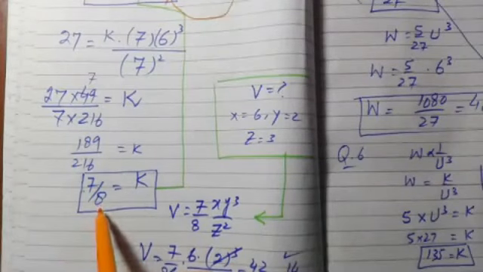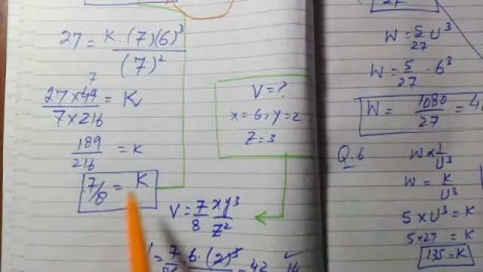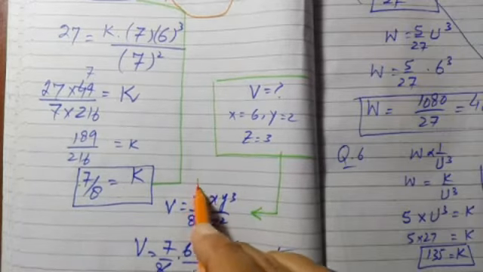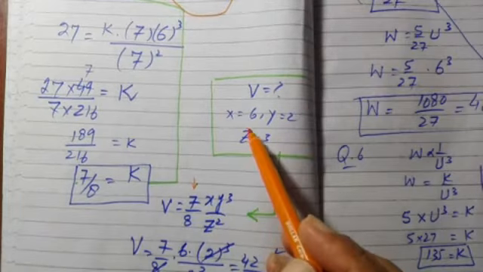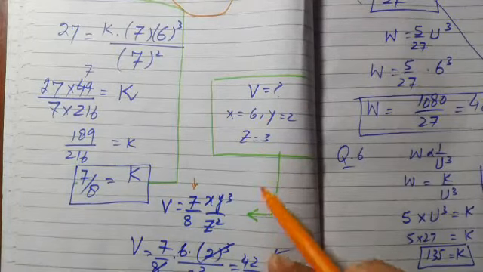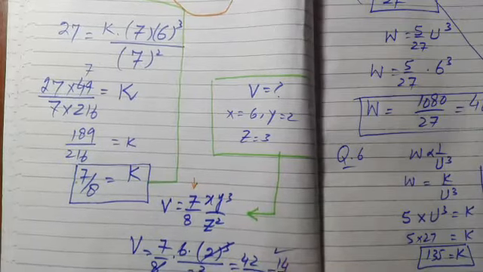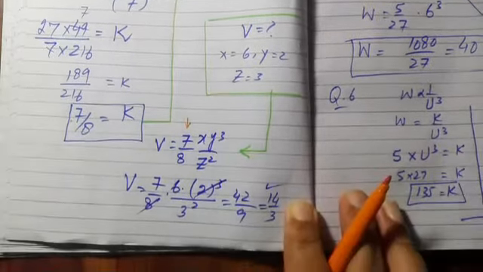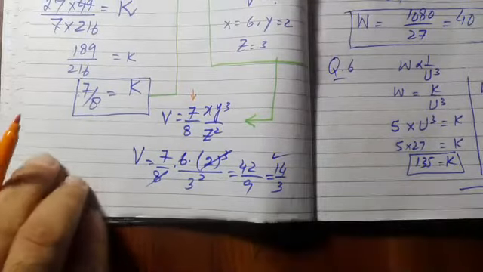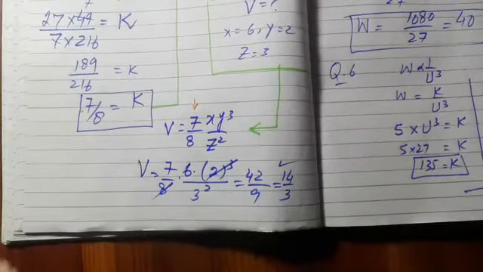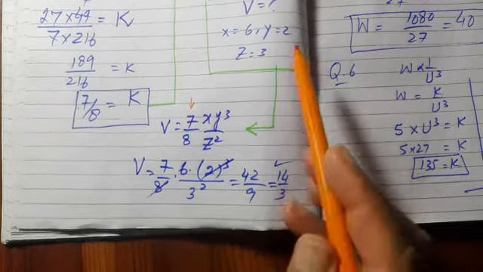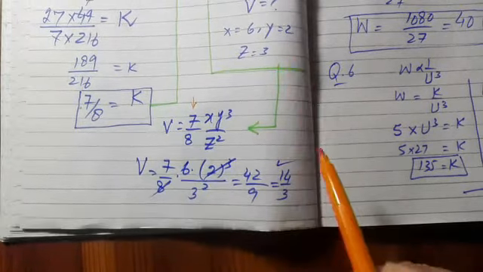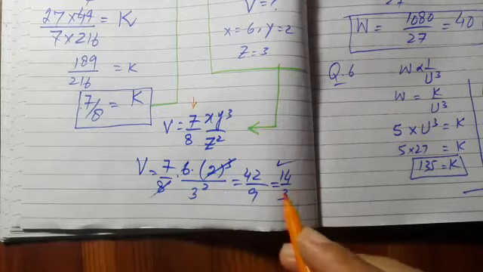This value of k will be substituted in place of k. In the place of k, we are substituting 7 over 8, and another pair of values of x, y and z is written. So we will substitute it into this formula to generate v equals 14 by 3. This will finish the question because we just need to find the value of k first and then substitute into the formula, and another set of values is given to find the value of v. Simply substitute, go for cancellation, and we will be getting v equals 14 by 7.